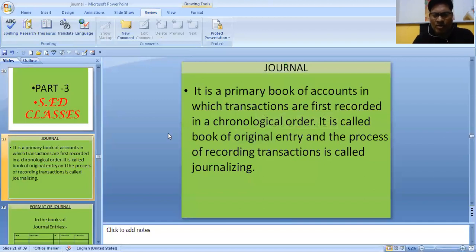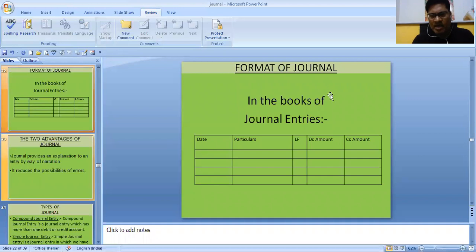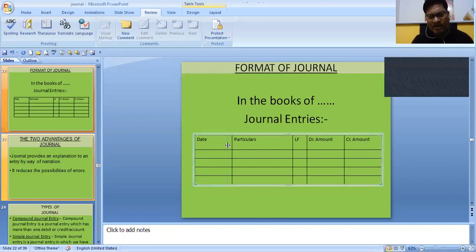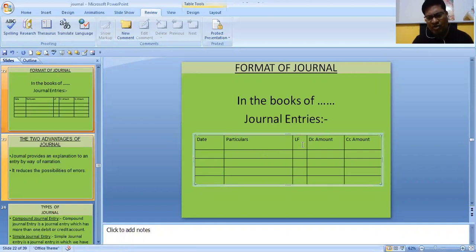Let's see the format of the journal. In the books of Amit, Sumit, Ali, Ram, whatever, in the books of dash, journal entries. The first column is the date column, then we have the particulars column, then the ledger folio that indicates the page number of the ledger. From here we post the transactions to yet another book called ledger, which we will be learning after this chapter. Then we have debit amount and credit amount. These are the 5 columns in this journal. This is the format of the journal.